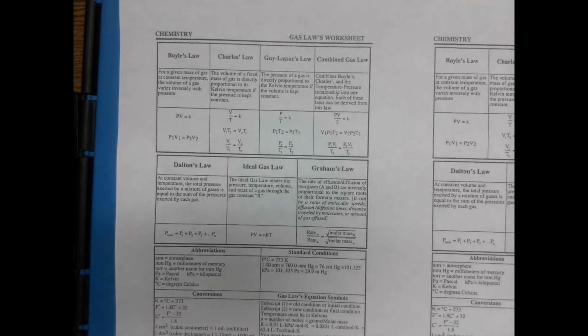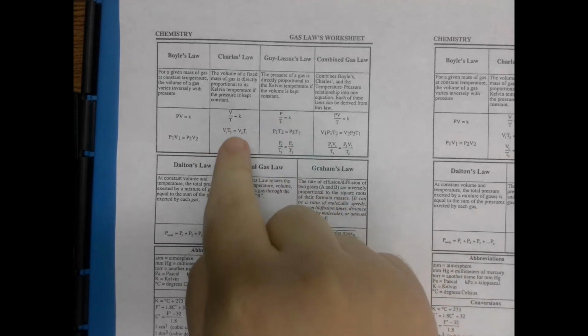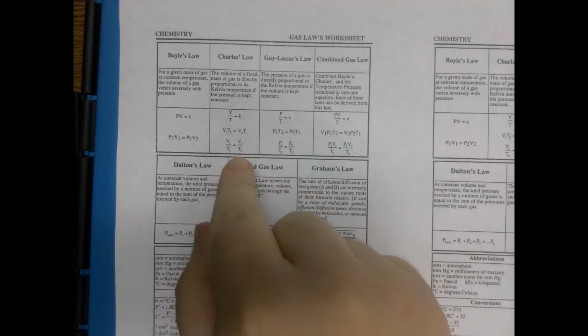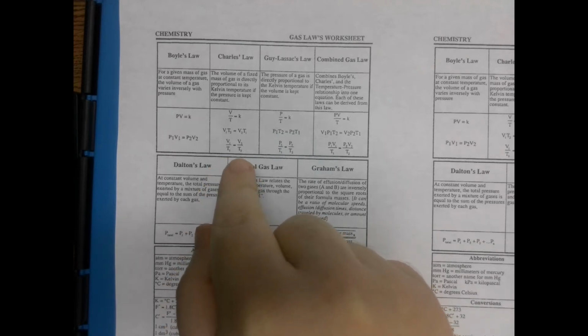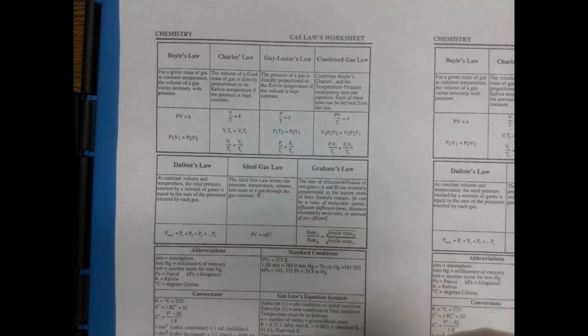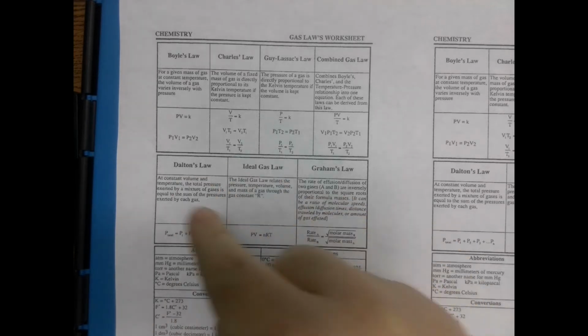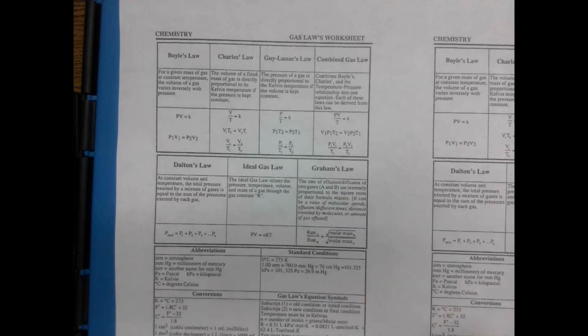Now this is duplicated. Typo, it is Gay, not Guy. So Boyle's law is PV, and it gives both versions. Again, I prefer the versions of the equations where all the initial values are on the left, all the final values are on the right. You can read over this yourself because I'm going to finish the PowerPoint today.